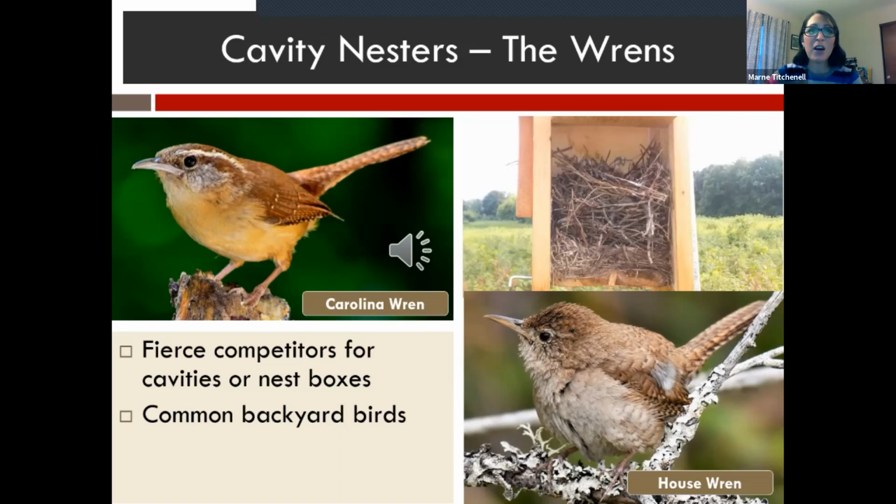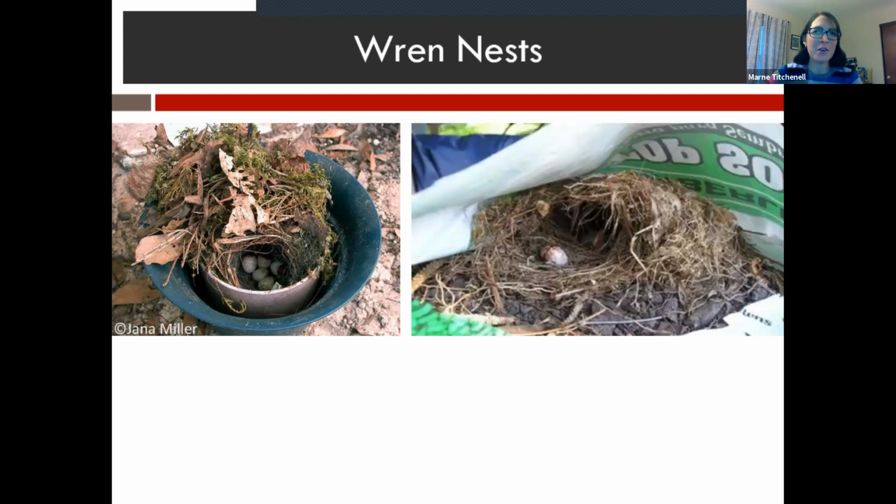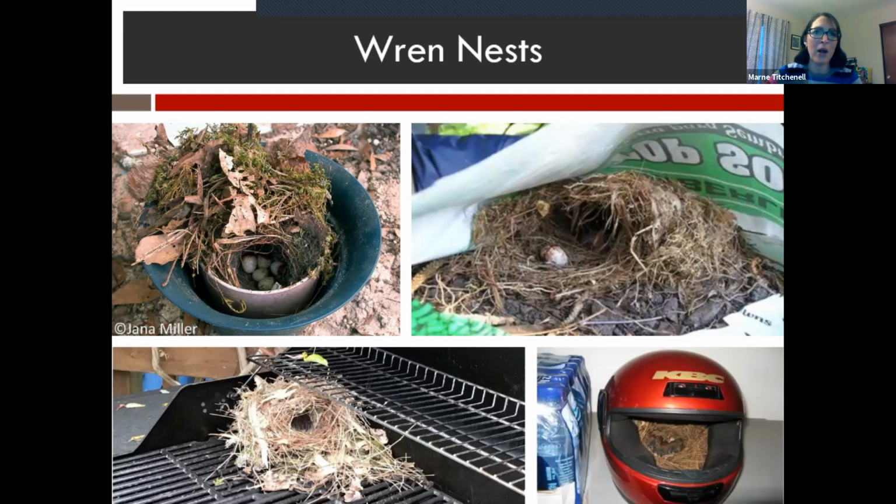Now, both of these birds are comfortable in backyards. The Carolina wren in particular has been known to nest in some pretty odd places, and I wanted to share those with you because I get a kick out of them. So if you ever encounter a nest in a really weird spot and it has a cave-like appearance, then odds are it's a Carolina wren.